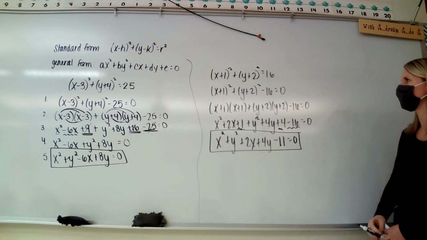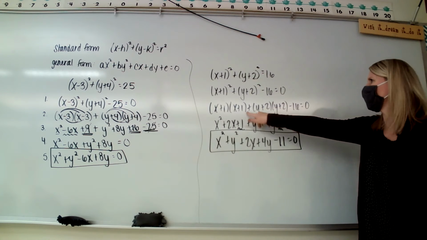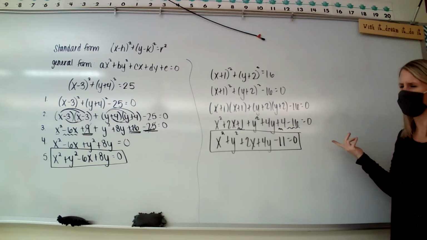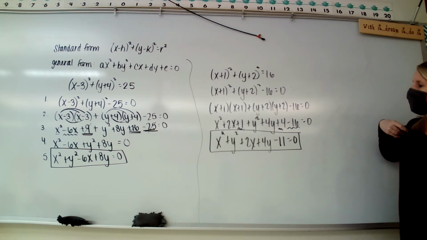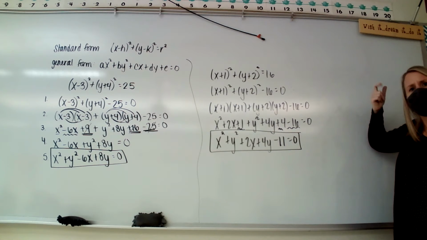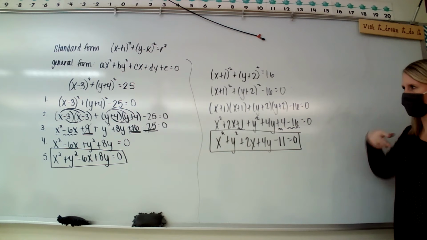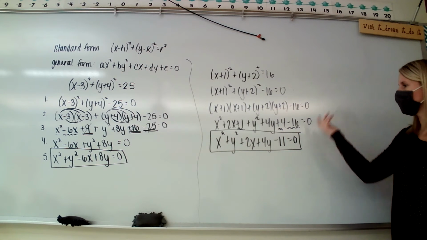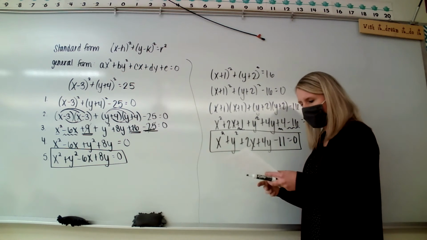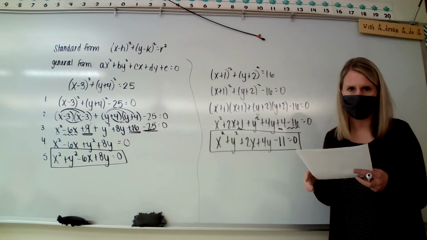So you can probably save yourself some time. You could probably expand these and set it equal to 0 in one step. So whatever's working for your brain, you do that. Just a whole bunch of simplifying and distributing and all that fun stuff. So anyone have a question with that?